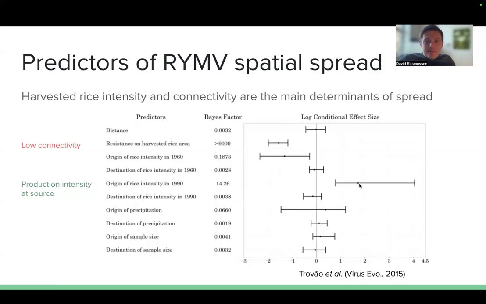So taken together, I think this makes a lot of sense, right? Because essentially what we're learning by thinking about distances on this landscape, not in terms of strict physical distances, but effective distances that measure resistance or connectivity throughout the landscape, is that how well connected the rice growing regions are and how much rice is grown at each of these two locations is a very good predictor of how much movement there is of RYMV between different locations, which makes sense.